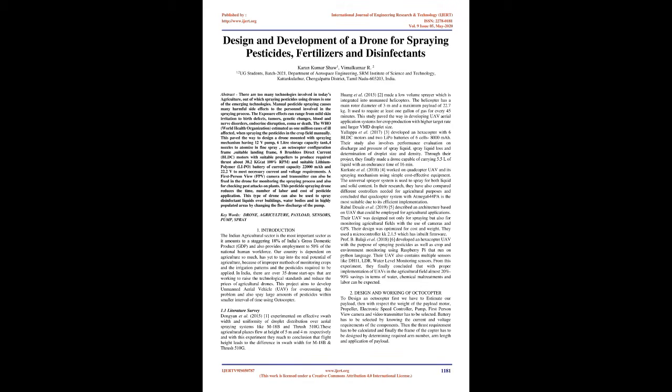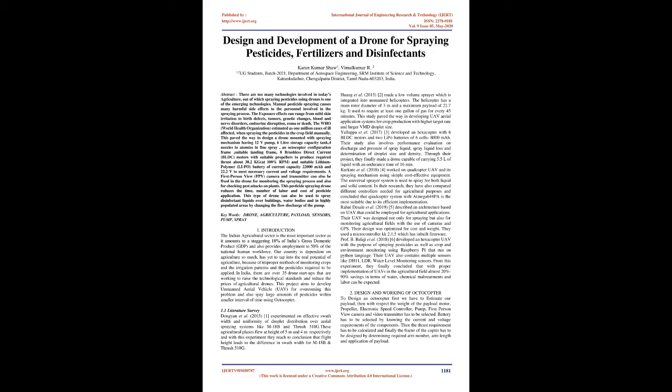A first-person view, FPV, camera and transmitter can also be fixed in the drone for monitoring the spraying process and also for checking pest attacks on plants. This pesticide spraying drone reduces the time, number of labor and cost of pesticide application. This type of drone can also be used to spray disinfectant liquids over buildings, water bodies, and in highly populated areas by changing the flow discharge of the pump.